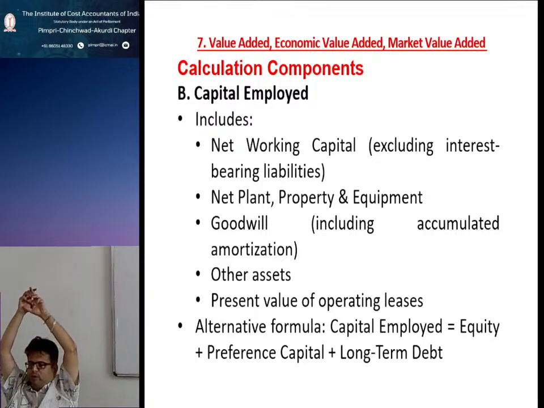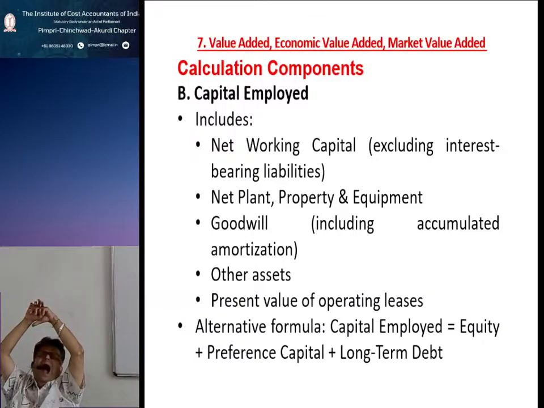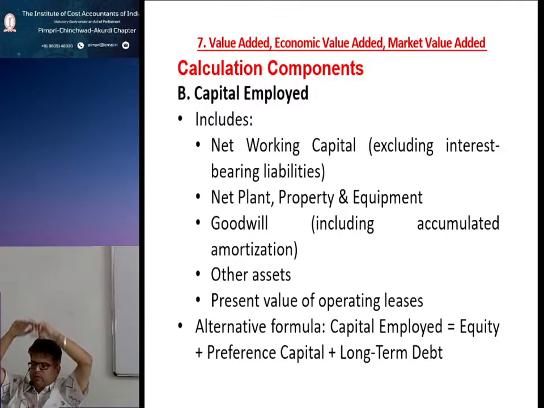Capital employed includes net working capital excluding interest-bearing liabilities, net plant, property and equipment, goodwill including accumulated amortization, other assets, and present value of operating leases. The alternative formula for capital employed is equity plus preference capital plus long-term debt.